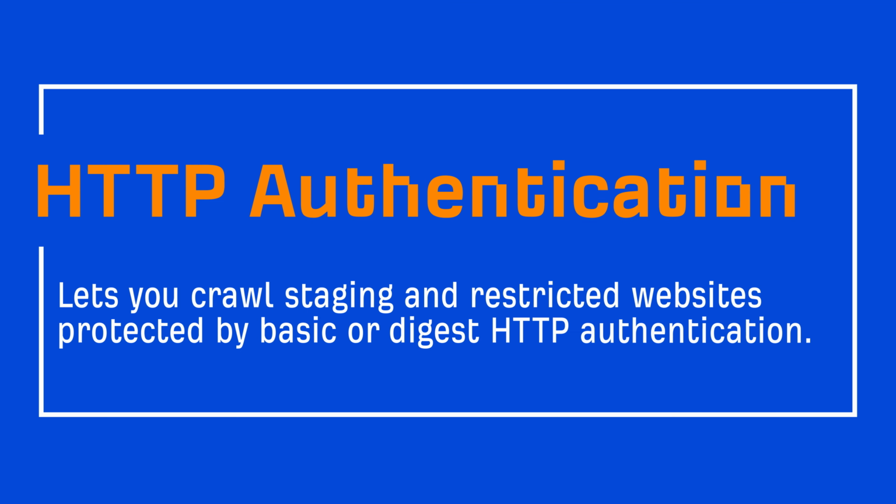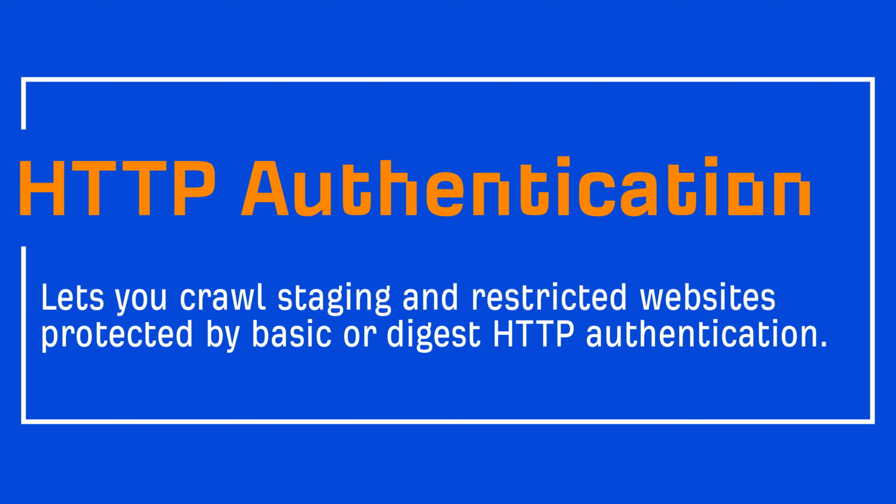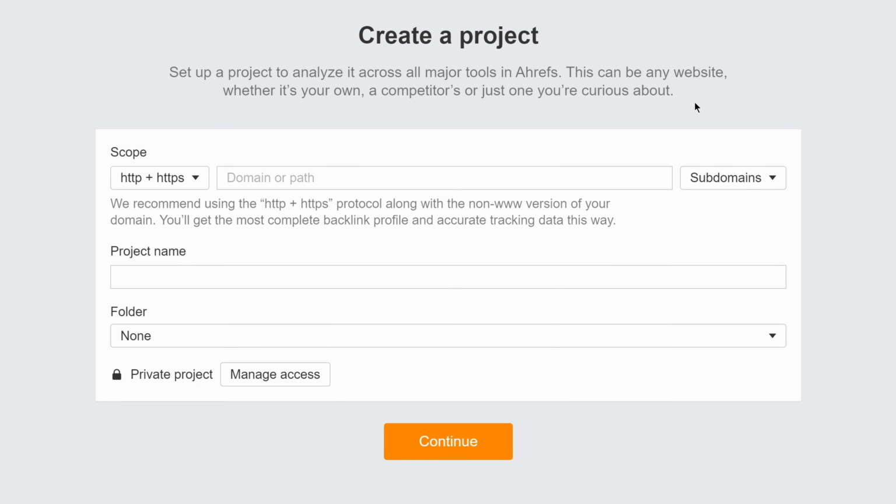Let's move on. We've just released the HTTP authentication feature in Site Audit. This lets you crawl staging and restricted websites protected by basic or digest HTTP authentication. You find it on the scope page when creating a new project, and also in an existing project's project settings.